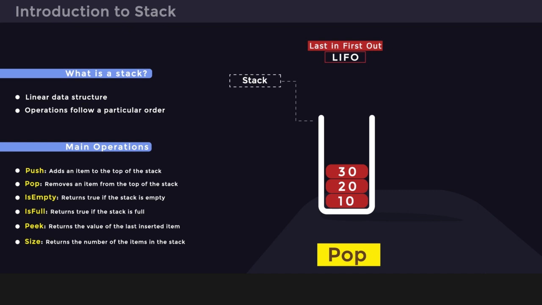IsEmpty is the next operation, and it will check if the stack is empty. And for now it will return false since we have items in our stack. IsFull will check if the stack has reached its maximum capacity, and for now it will also return false because we can still add items. Peek will return the value of the last inserted item that is equal to 30. And finally size will return the number of items in our stack.